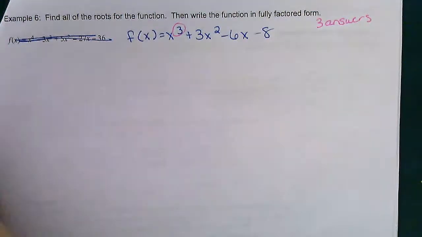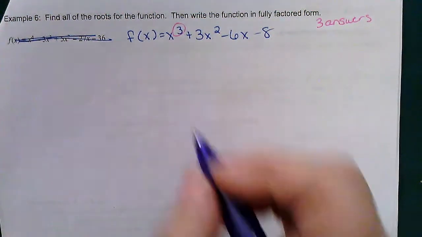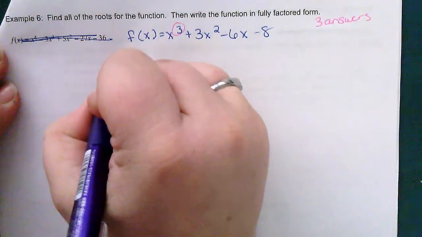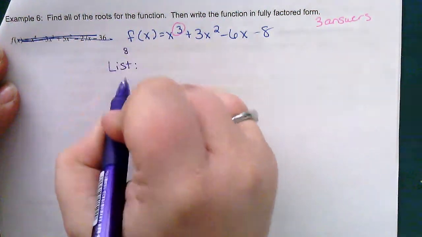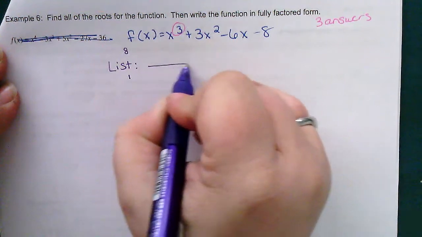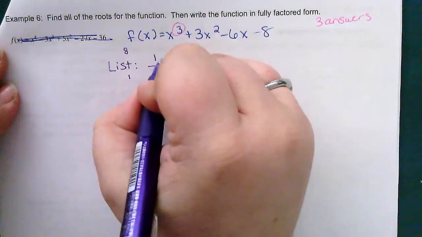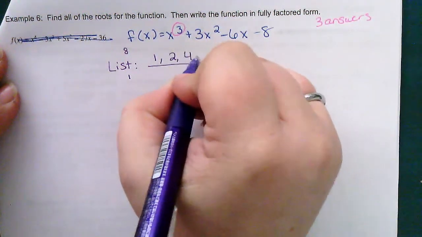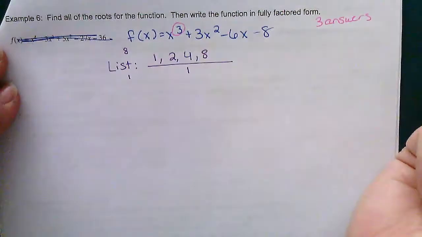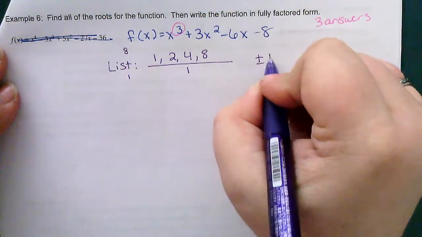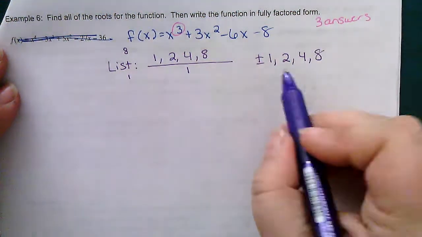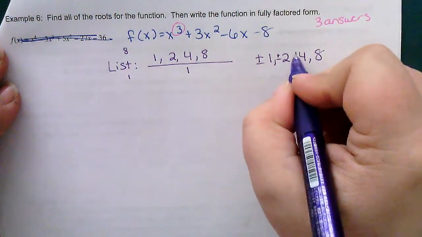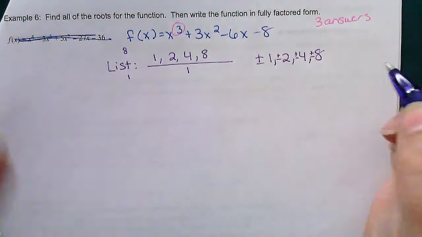GCF, I don't see one, so let's just get started with our list. To make our list, we need the factors of the constant, which is 8, over the factors of the leading coefficient, which is 1. So 8 divides by 1, 2, 4, and 8. 1 only divides by 1. So when I make my list, I have plus minus 1, 2, 4, and 8. So that's the numbers I'm going to pick from.